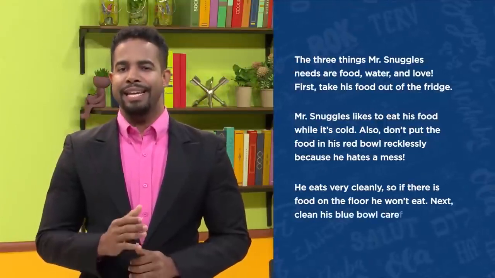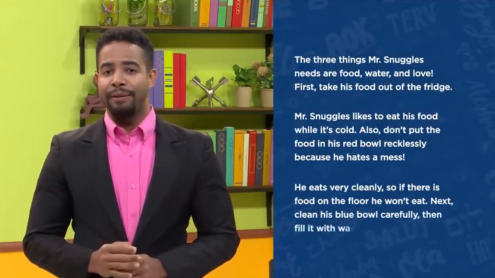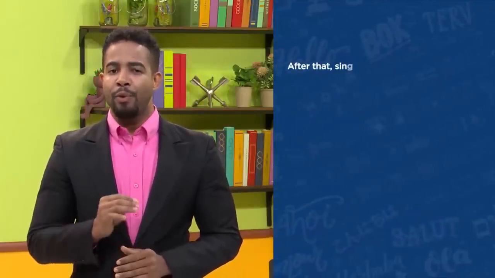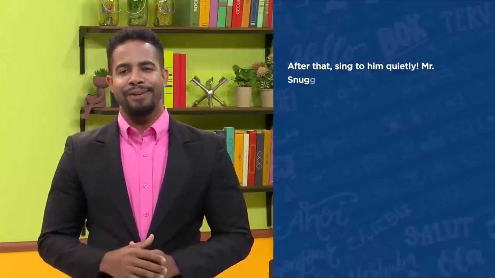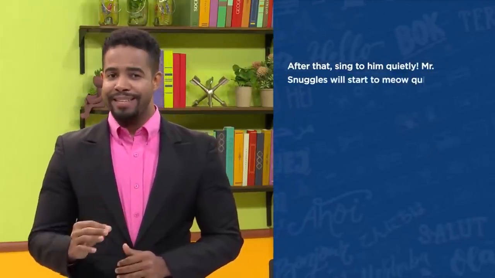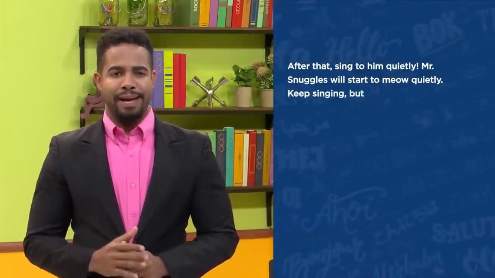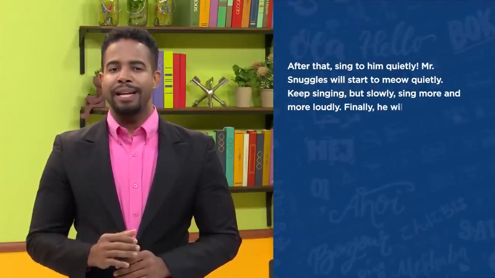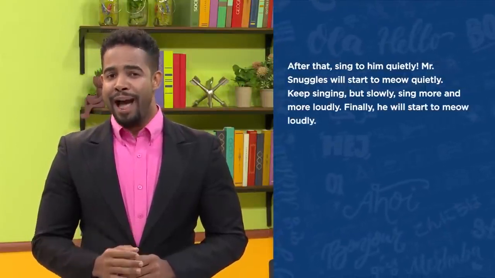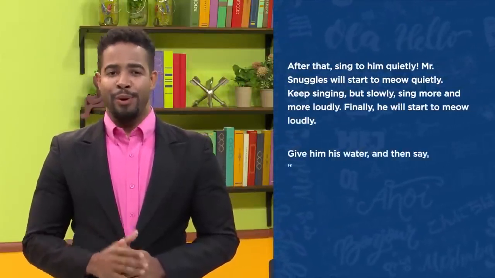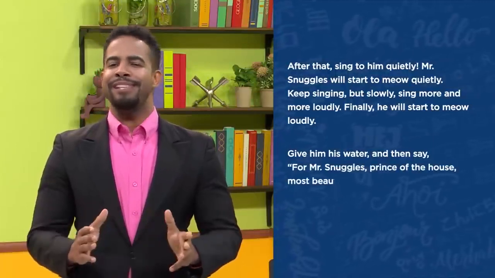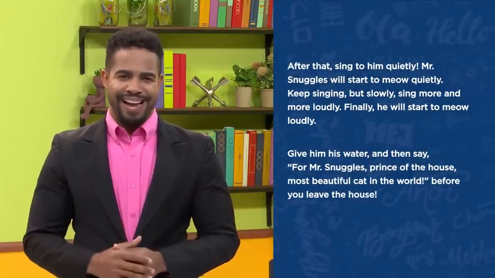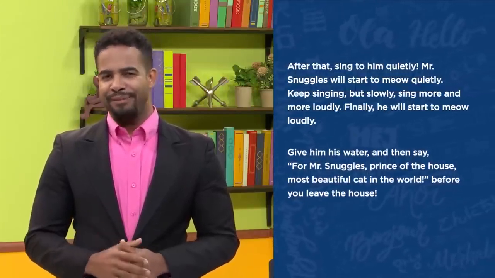Next, clean his blue bowl carefully, then fill it with water. After that, sing to him quietly. Mr. Snuggles will start to meow quietly. Keep singing, but slowly. Sing more and more loudly. Finally, he will start to meow loudly. Give him his water and then say, "For Mr. Snuggles, Prince of the house, most beautiful cat in the world," before you leave the house.